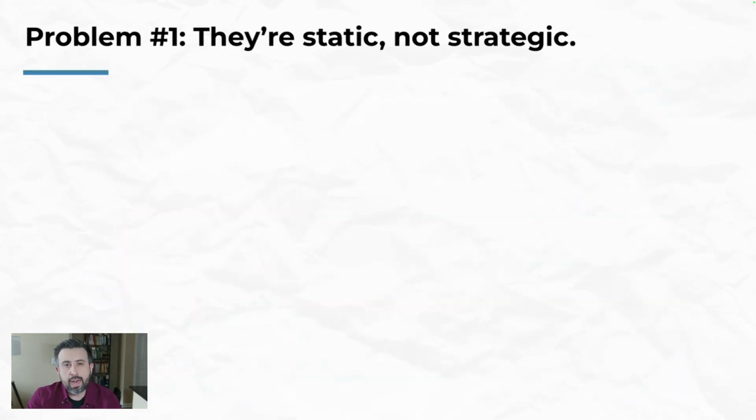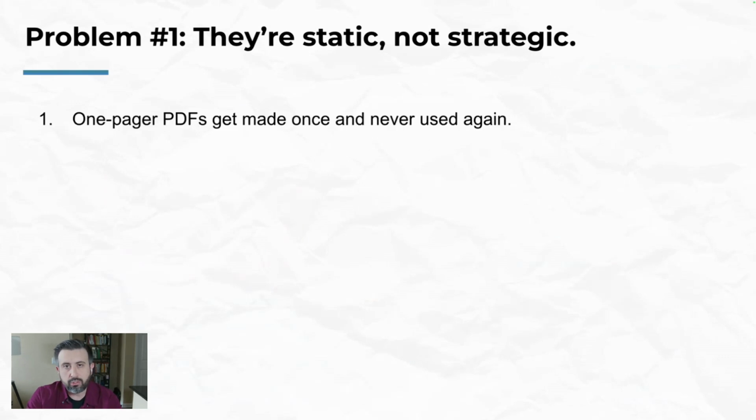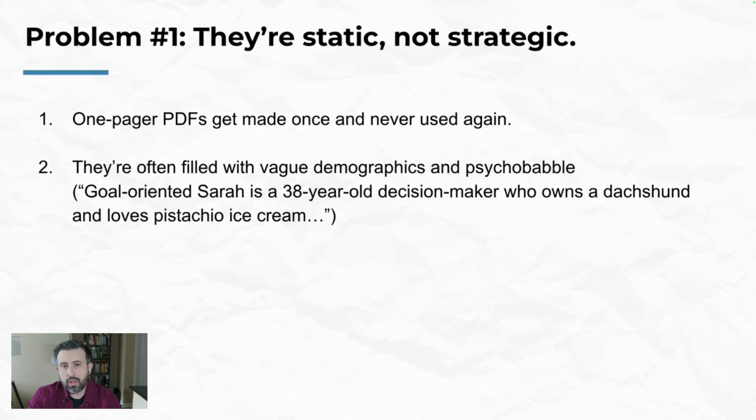The reason I have such a big issue with this is that they're static, not strategic. That means they get made once and never used again. They're filled with vague demographics. This one is literally something I've seen: goal-oriented Sarah, a 38-year-old decision maker, who owns a dachshund, literally saw that, and loves pistachio ice cream. Literally saw that. And unless we're selling pistachio ice cream or pet products, I couldn't care less, right? And it's psychobabble. I think that's the right term for it.